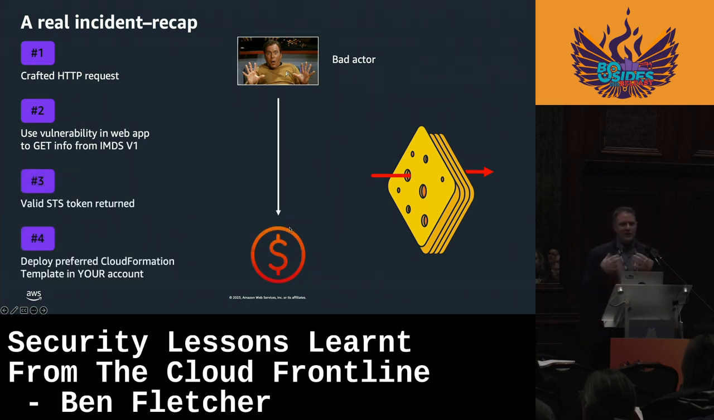And at all of these stages, the crafted HTTP request could have been prevented by having a vulnerability scanner against your web app. Using IMDS V1, they're defaulting to 2 now. You will get lots of warnings telling you that your EC2s are using IMDS V1 and you may want to upgrade them to 2. Security token returned, a very privileged security token, and then obviously the deployment of the CloudFormation template. The Swiss cheese model. All these things that could have gone wrong.